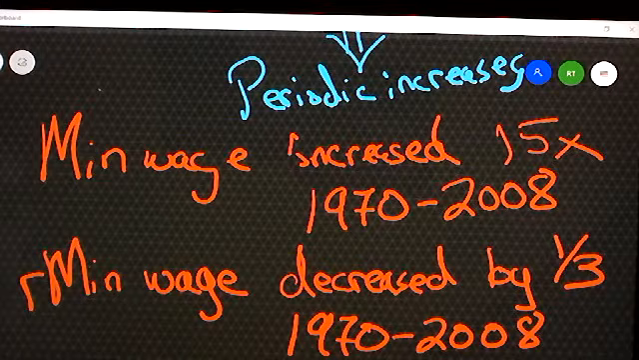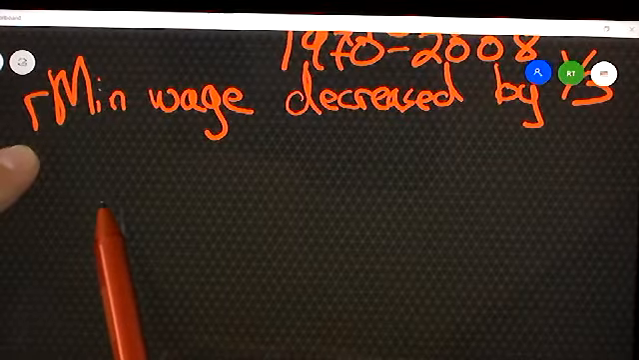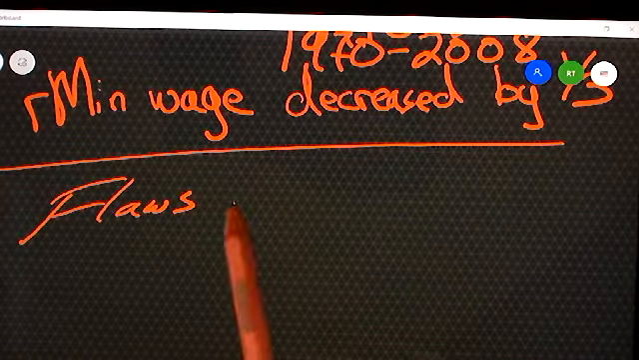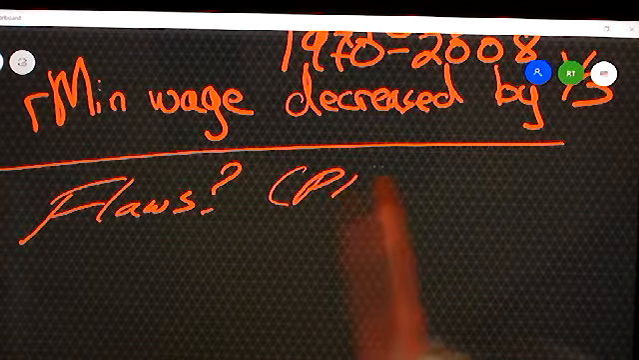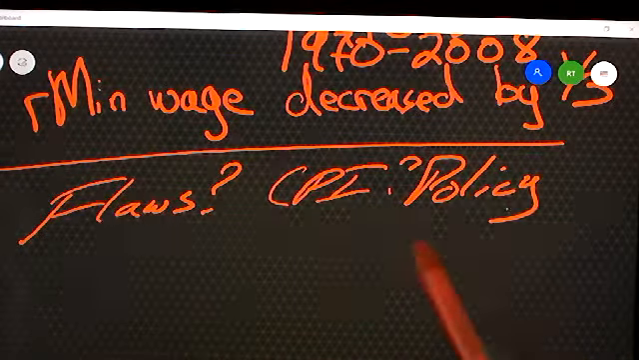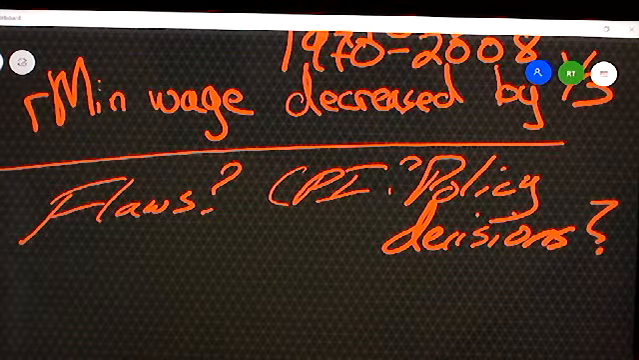Okay, so we'll pick up in class on Friday and talk specifically about CPI and inflation and the flaws. What are the flaws in the CPI and in the policy decisions that Congress makes as a result? So stay tuned for more on Friday.